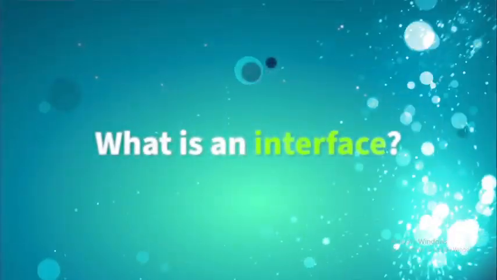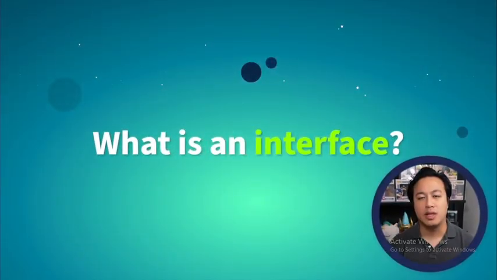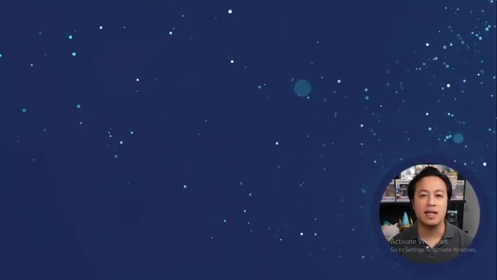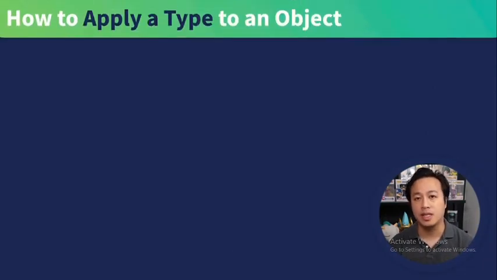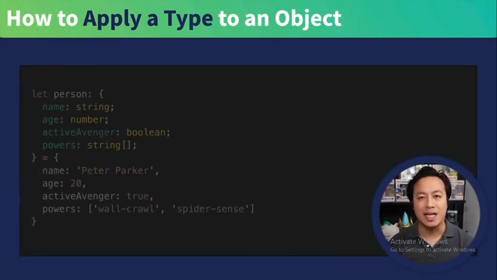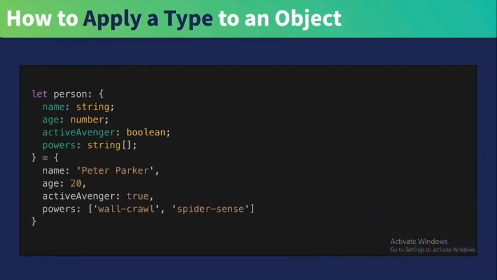So now it's time to move on to interfaces. When getting started with interface, the way I like to think about it is that it's essentially type, but for objects. And so, to show this in action, let's take a look at the object we defined last lesson. As a reminder, we're here with the person object that contains the name, age, whether or not they're an active Avenger, and their powers here. And we have the type prepended at the beginning with name string, age number, activeAvenger Boolean, and the powers as an array of strings.